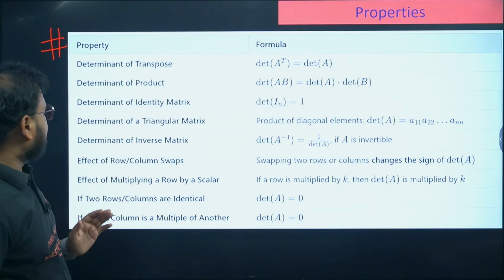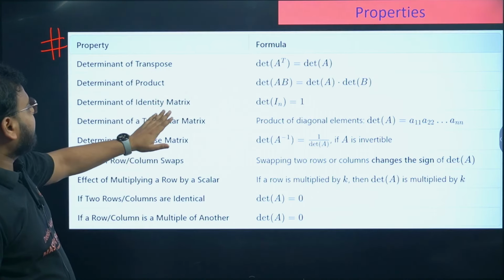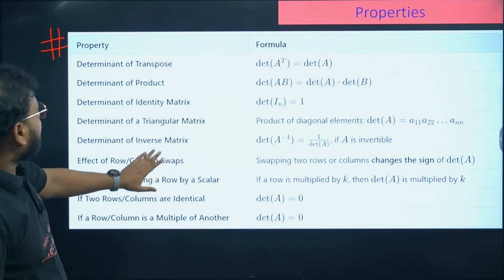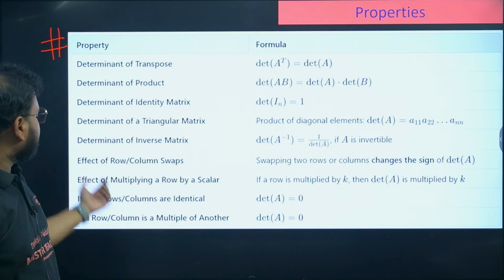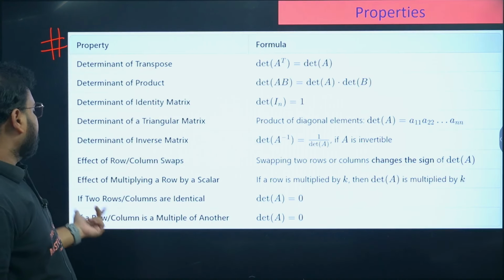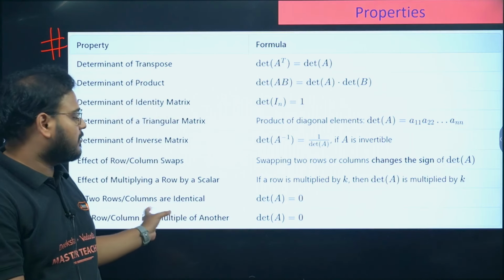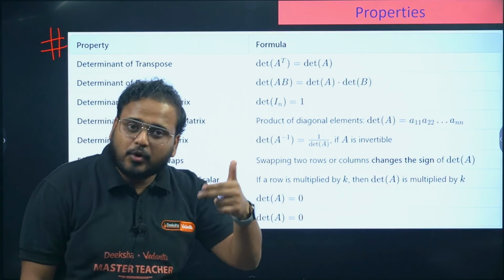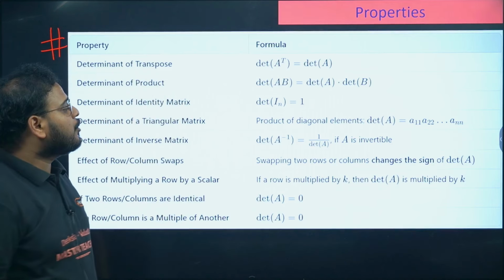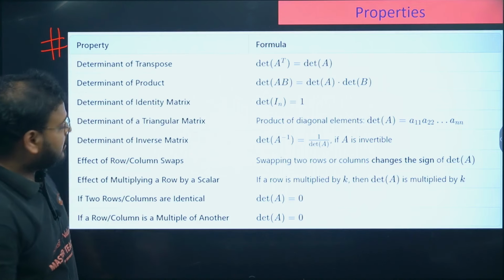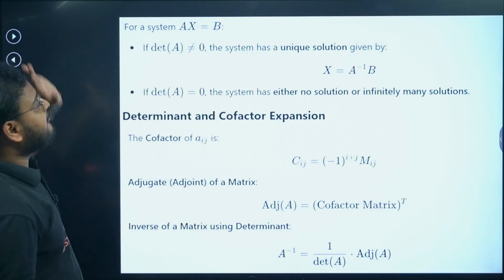Properties of determinant. So determinant of product, we have identity matrix, we have triangular matrix, inverse of a matrix, column swaps. We have third row identical. Basically when the ratio is a constant, proportional elements are there in the rows and columns, determinant becomes equal to 0. So please go ahead and remember these properties, very important.